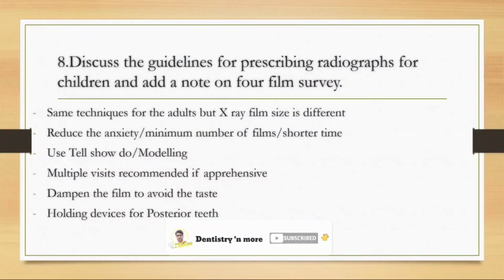Next we have the guidelines for prescribing radiographs for children, and add a note on the 4 film survey. That is important. The techniques are the same, but the X-ray film is different, and we need to emphasize reducing the anxiety and reducing the number of films. We can't go on repeating to get the best IOPA because it will disturb the child, and we need to finish it in a very short time. Always we need to apply the tell-show-do or modeling technique before starting an X-ray procedure, and we can do it in multiple visits.